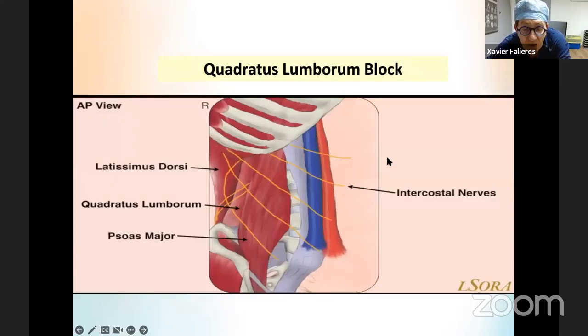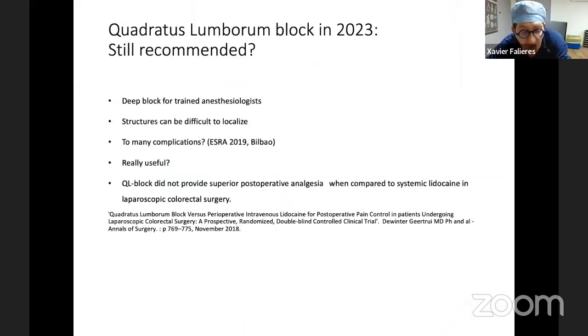And then the QL block, the quadratus lumborum block. I would say you will see a lot about it. I will keep it very, very short about this block. The quadratus lumborum block in 2023: is it still recommended? I would say no. You will find publications and papers about it. It's a deep block for trained anesthesiologists. It can sometimes be very difficult to localize.